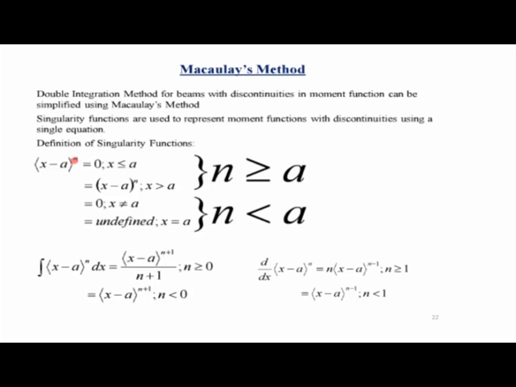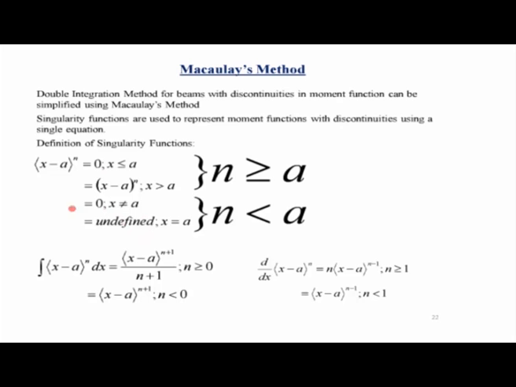It is defined for values of n, that is the exponent, greater than, I'm sorry, there's a typing error in this slide. Instead of a, this should be 0. So when n is greater than 0, the value of this singularity function is equal to 0 for x less than a, and when x is greater than a, the value is just like the normal round bracket, so it is x minus a to the power n. Now when n, again, this is an error, this should have been n less than 0, not a. So for n less than 0, the value of this function is equal to 0 for x not equal to a, and when x is equal to a, it is undefined.